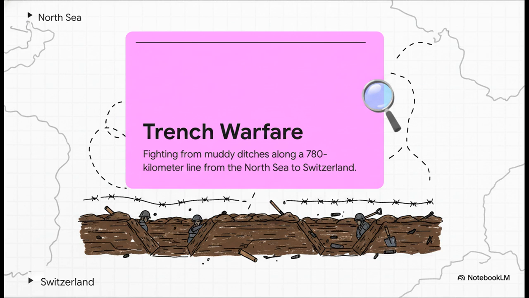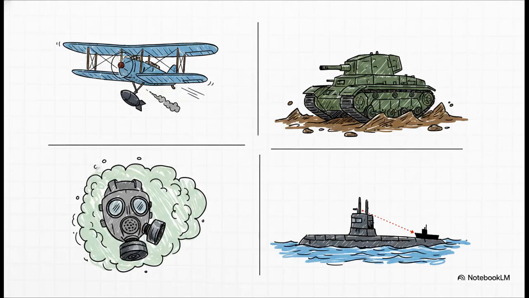Try to imagine being stuck in a freezing, wet ditch for months on end. These two sides dug in across this massive 780-kilometer line, stretching all the way from the North Sea down to Switzerland. Millions of soldiers were just trapped in this slow, agonizing reality where nobody could easily push forward without absolutely devastating losses. So how do you break a muddy tie like that?